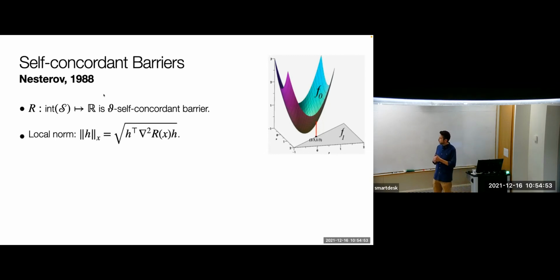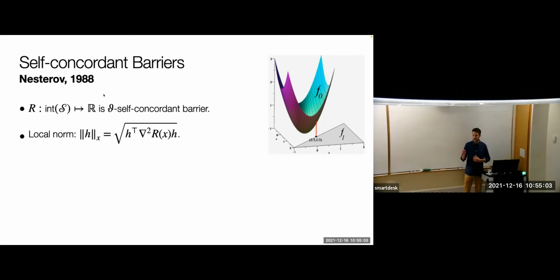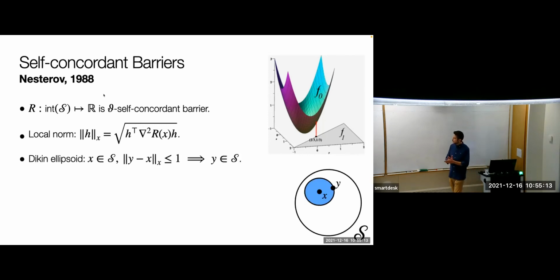A very nice property that self-concordant barriers have is that you can use the Hessian of the barrier to define a norm. It's called a local norm with respect to some point x in my set S. Given this local norm, if I take some point x in S and look at the unit ellipsoid around x according to the local norm, it's contained in my set S. So it's a very, very special property that's very useful. And this ellipsoid is called the Dikin ellipsoid.